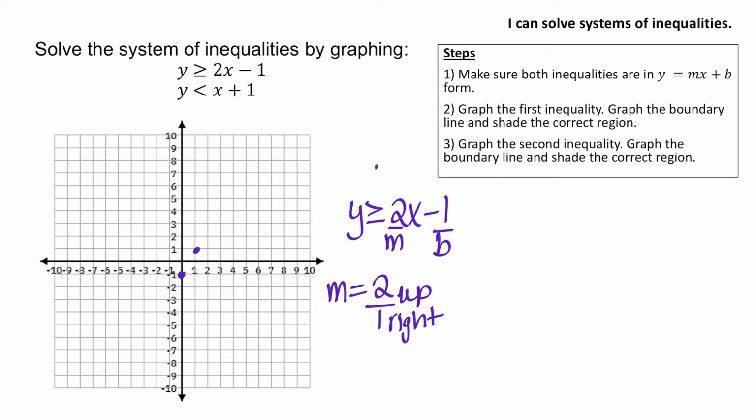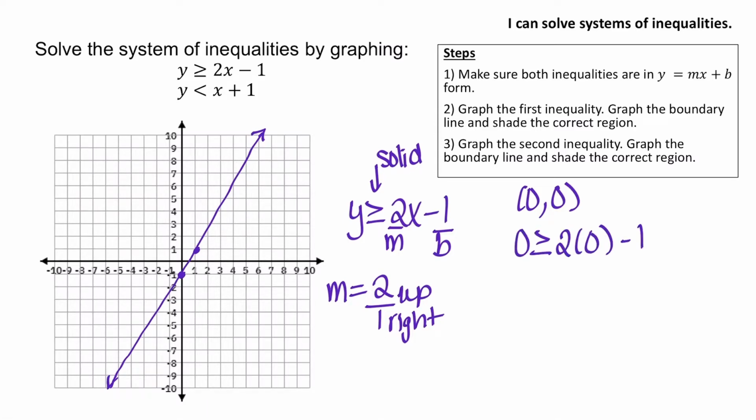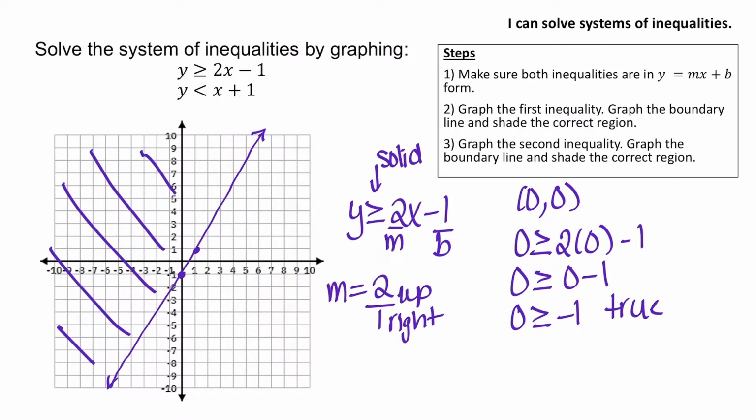So once I have my 2 points, I'm going to use a solid line because I have a greater than or equal to sign. So I'm going to connect these 2 points using a solid line, and then I'm going to use a test point to figure out where to shade. So if I plug in (0, 0), which I can do because it's not on my line, I get 0 is greater than or equal to 2 times 0 minus 1. So that becomes 0 is greater than or equal to 0 minus 1, which is 0 is greater than or equal to -1. And so that is true because 0 is bigger than -1. So I'm going to shade towards (0, 0). I'm going to only lightly shade because, remember, this is not my final solution. I want to actually graph both inequalities and see where it overlaps.